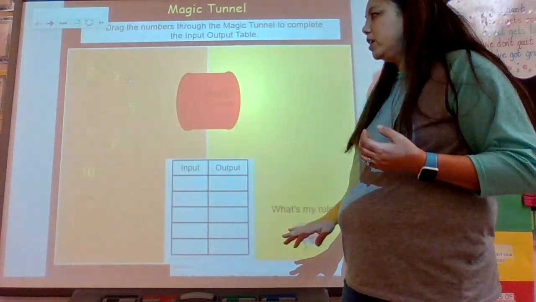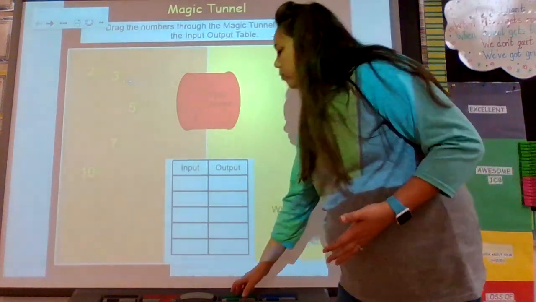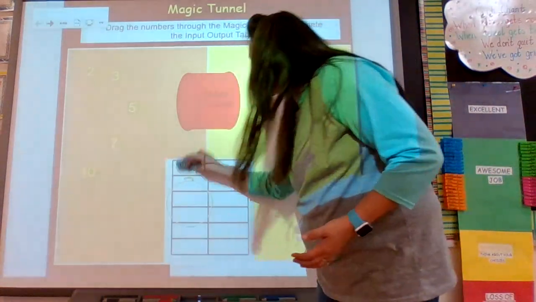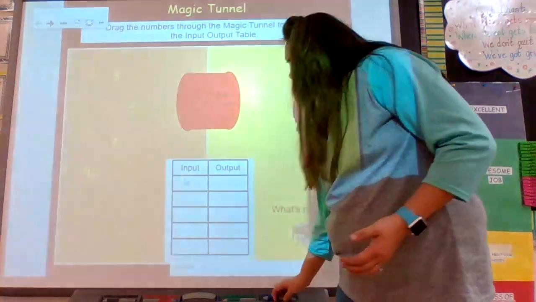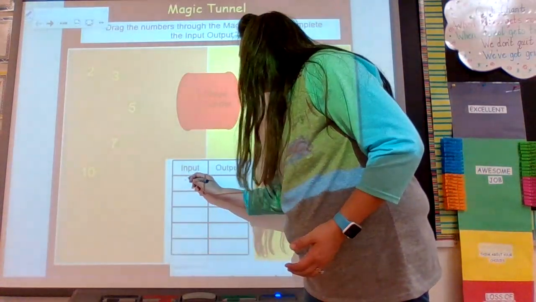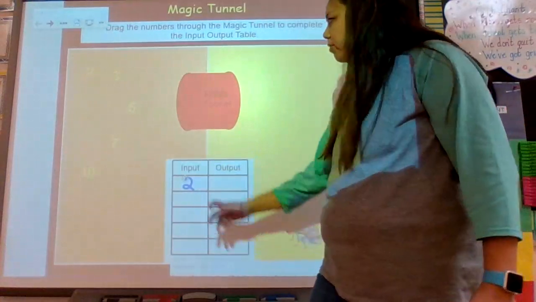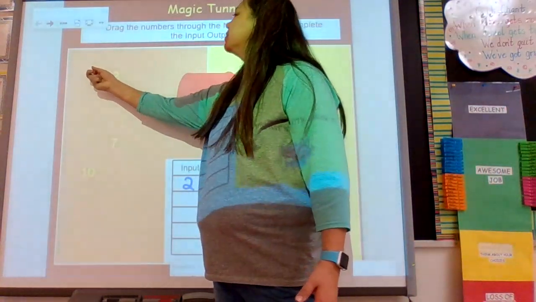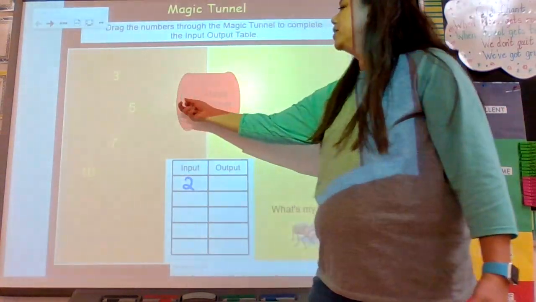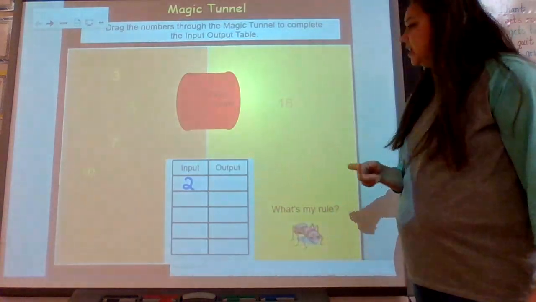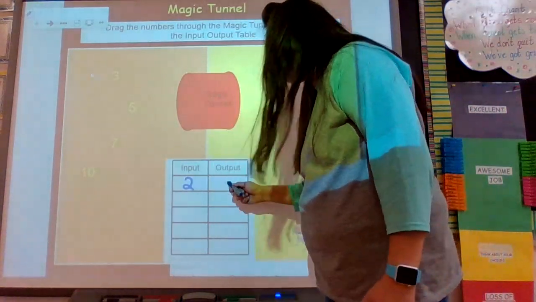So what we do is we choose a number. I'm going to go ahead and choose 2. I'm going to use blue so I can see it. We're going to input a 2 in the magic tunnel. And watch what happens if we put a 2 in the magic tunnel. What comes out? Hopefully we can see 18 came out.